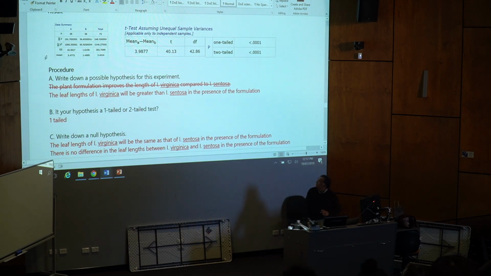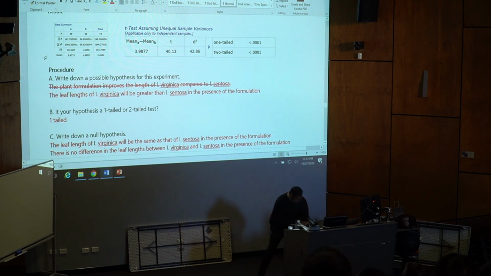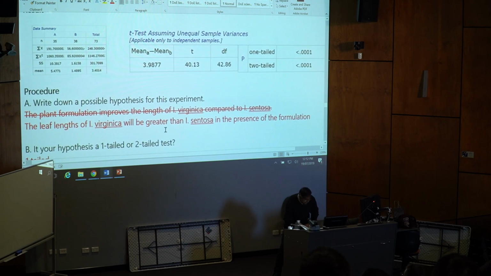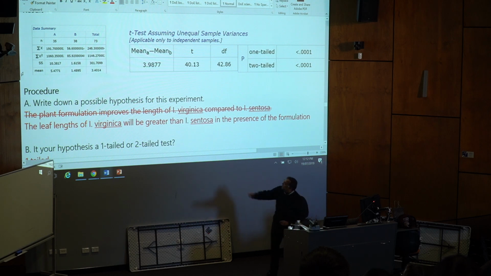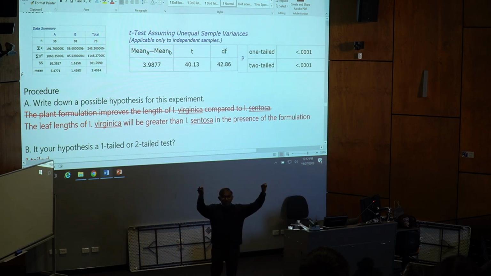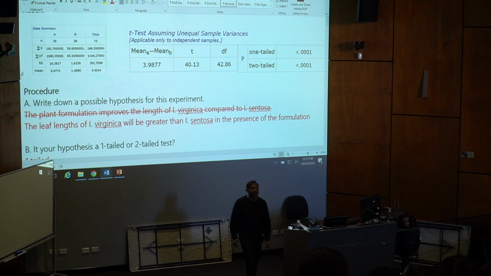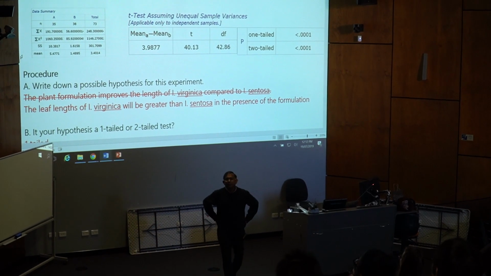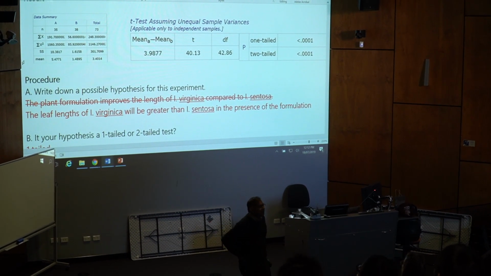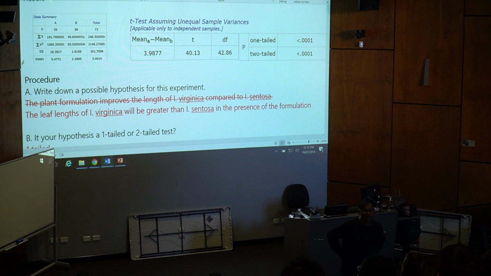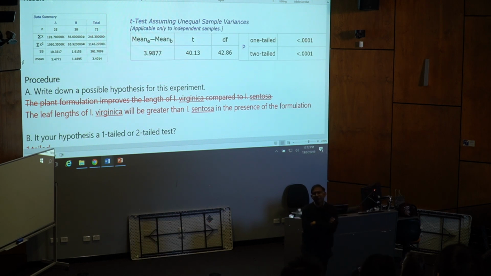See this bit here? I'm sorry, it may not be very clear in your printout, but see that column that says mean? I'll try and zoom in a bit. See that first table on the left, where it says mean? And remember, A is Virginica and B is Sentosa. Look at the mean lengths. Is Virginica longer or greater than Sentosa? Is A greater than B? So that's going to be the first part of your conclusion.